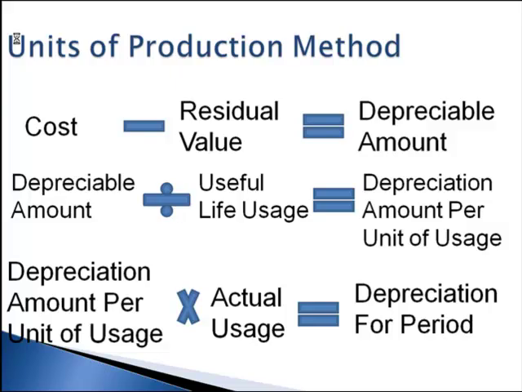And then our third step to calculate our depreciation in any accounting period is to take that number we've just calculated, the depreciation amount per unit of usage, and multiply it by the actual usage that we had in that particular accounting period, and that tells us the amount of depreciation that we can write off in that particular accounting period.